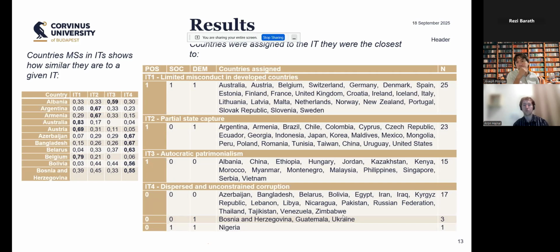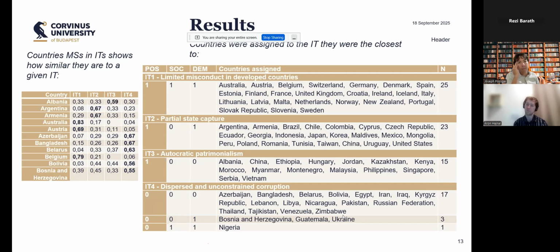The first group of countries is the most populous. There are mostly developed democratic countries. And the second ideal type, partial state capture, is also quite populous.